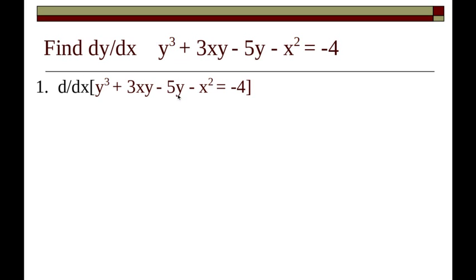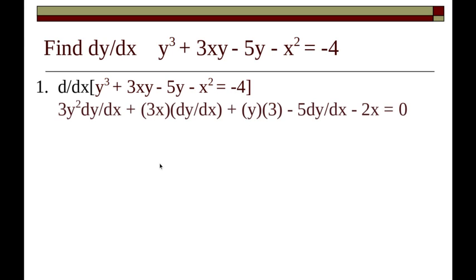Here we're just going to get minus 5 dy dx for the derivative. Here, since x is the independent variable, we're just going to get minus 2x, and then we'll get equals 0. So this is what we get when we take the derivative of all 5 terms.